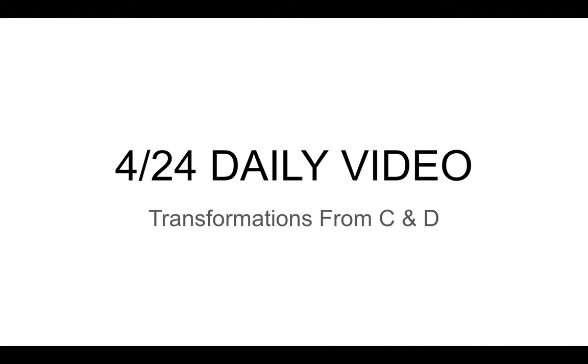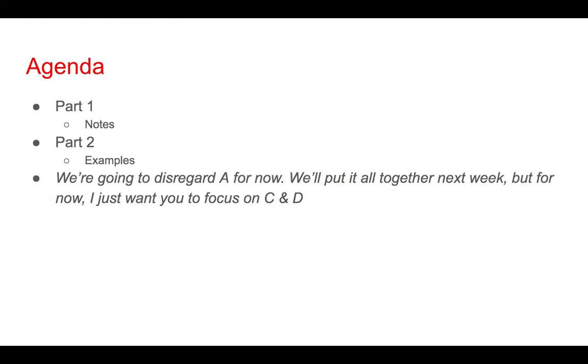On the 23rd, on Thursday, we talked about transformations coming from A, and today we're going to just talk about transformations coming from C and D. So similar to yesterday, actually way easier than yesterday. We're just going to throw in the other elements here. So this is going to be another two-part video, so right now I'm just going to talk through the notes, and then I'm going to do 3 examples on a separate video up on the whiteboard.